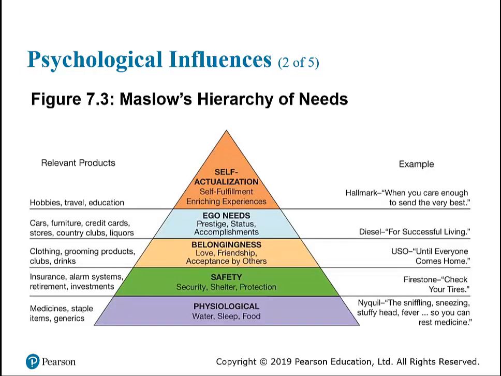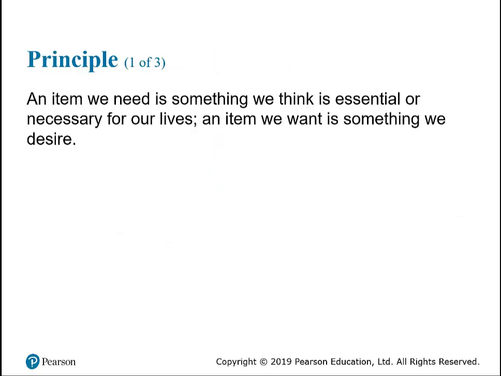Psychological influences, figure 7.3, Maslow's hierarchy of needs. This includes self-actualization, ego needs, belongingness, safety, and physiological. How could Maslow's hierarchy of needs be useful in planning an advertising campaign? Principle. An item we need is something we think is essential or necessary for our lives. An item we want is something we desire.